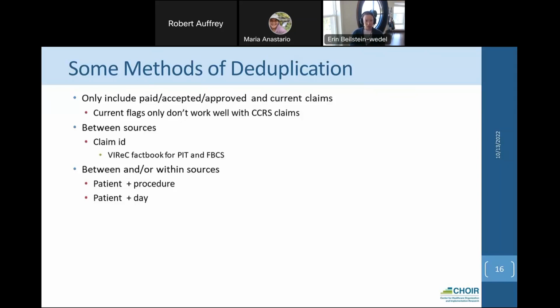And then you can also dedupe between or within data sources by patient and procedure. So did this person have a cataract surgery, or did they get this kind of a lab? If you just want yes or no, then you can dedupe by patient procedure after you have all your data pulled. And then you can also dedupe by patient day. So we do that one pretty often.